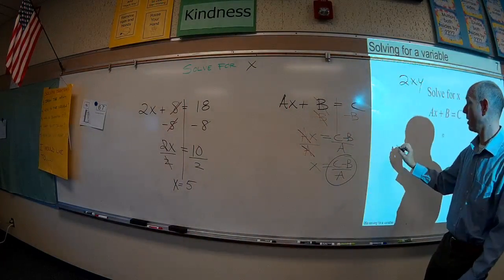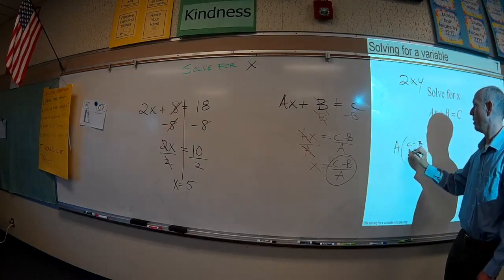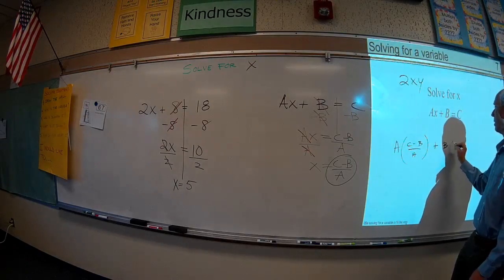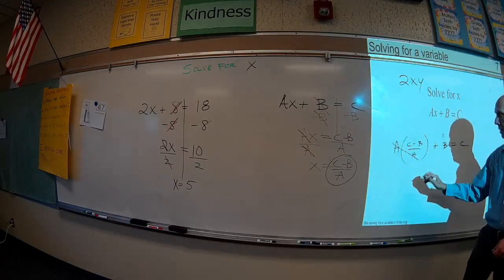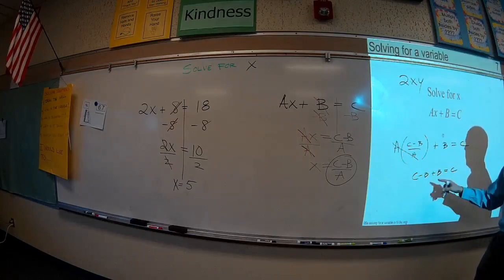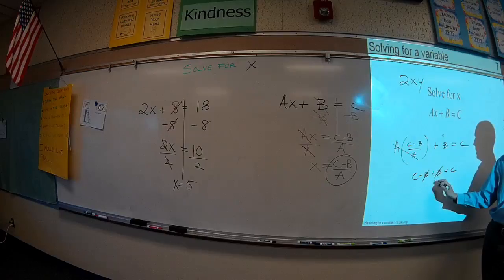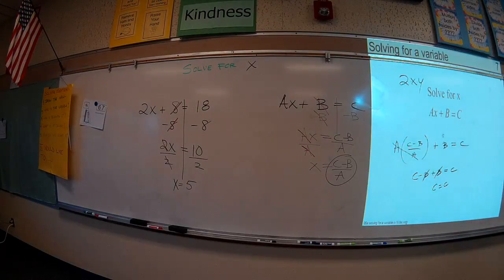I am going to plug it in. A times x, but what does x equal? C minus b over a, plus b equals c. Notice these guys right here, the red marker of death and destruction would cancel those out. I'd be left with c minus b plus b equals c. What's a negative b and a positive b? 0. They cancel each other out, c equals c. Did it work? It worked. I don't expect you to be able to plug them in, but if I plug it in, it will work. That's what it means to be a solution.